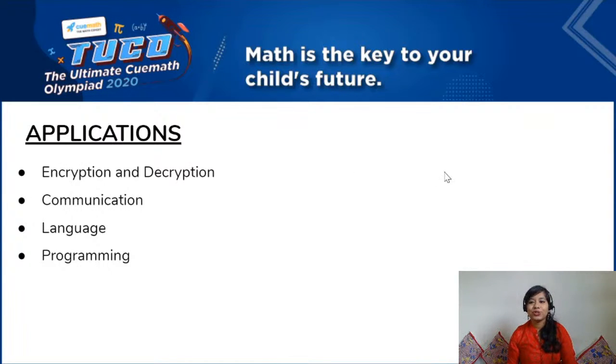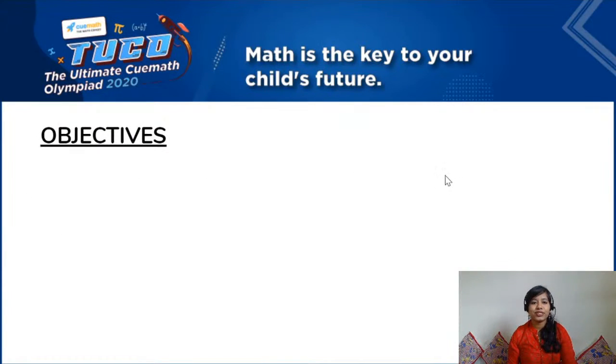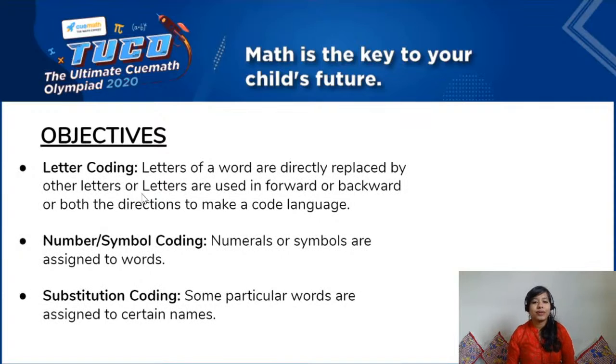So with this, we are going to move ahead with our objectives for today. The objectives are going to be letter coding, number or symbol coding, and substitution coding. In letter coding, we are majorly going to have letters or words which are replaced by other letters. It could be in the forward direction or in the backward direction, or it could be a combination as well, to basically code it. Okay.